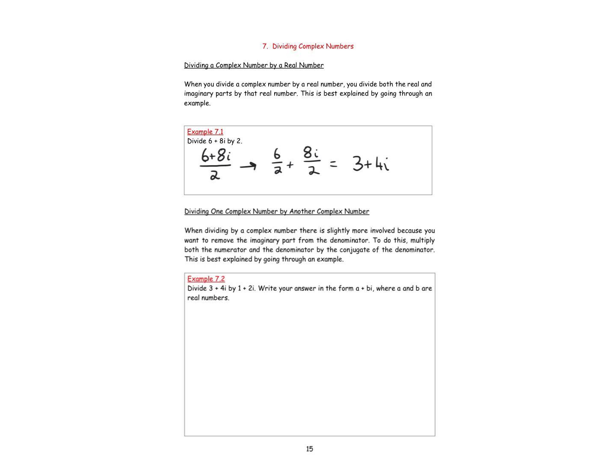The second thing we have to be able to do is divide one complex number by another complex number. When dividing by a complex number, there is slightly more involved because you want to remove the imaginary part from the denominator. To do this, multiply both the numerator and denominator by the conjugate of the denominator. And this is best explained by going through an example. I'm going to do example 7.2 to begin. This here says divide 3 plus 4i by 1 plus 2i. Write your answer in the form a plus bi, where a and b are real numbers.